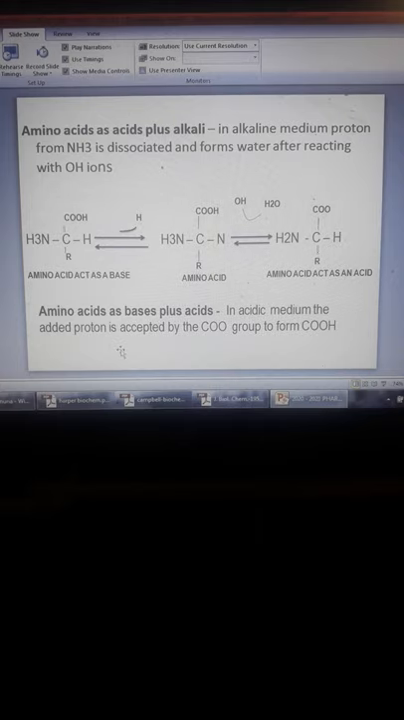Okay? So amino acids acting as base need an acid. A base cannot react with a base because there will be no reaction, they will repel each other. Meaning they repel, they do not react, because both are positive. If it is a base, a negative one should react, that is an acid in the form of COO or COOH. Okay?